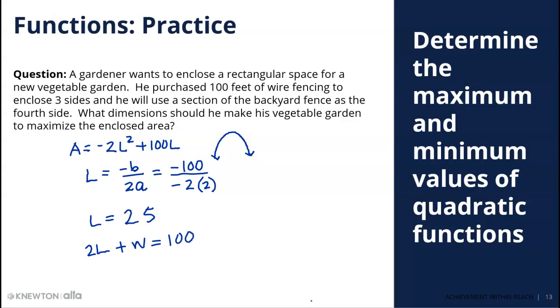Now, W in this case is just equal to 100 minus 2L. Now, if L is 25, 2 times 25 is 50. So that means that 100 minus 50 is equal to 50. So the W is 50 in this case. So the dimensions that would maximize the enclosed area is 25 by 50.